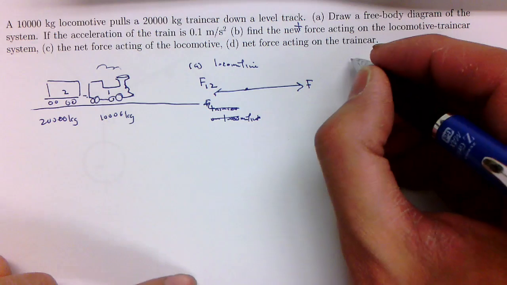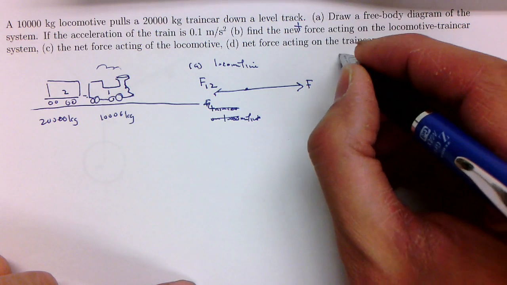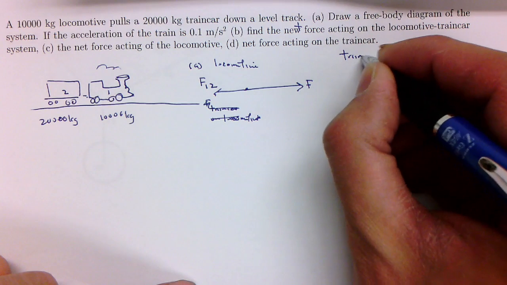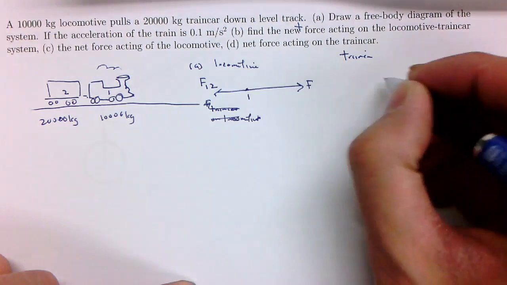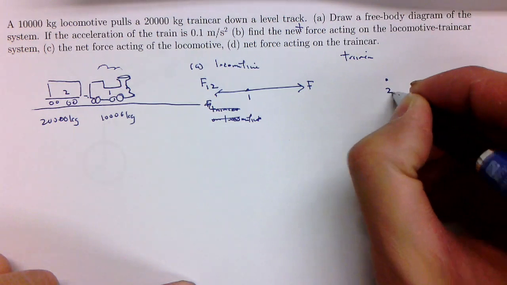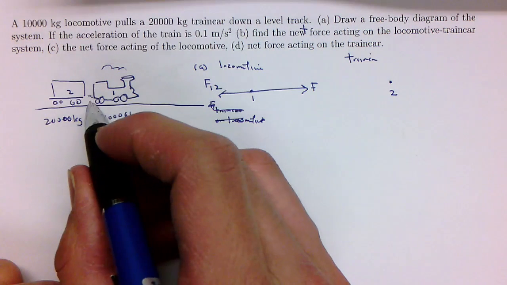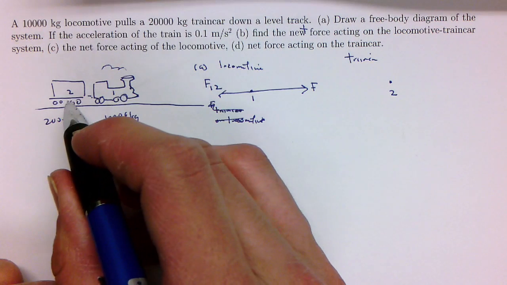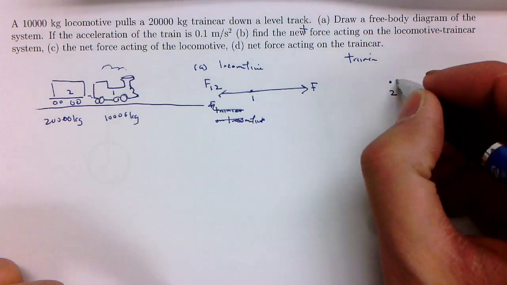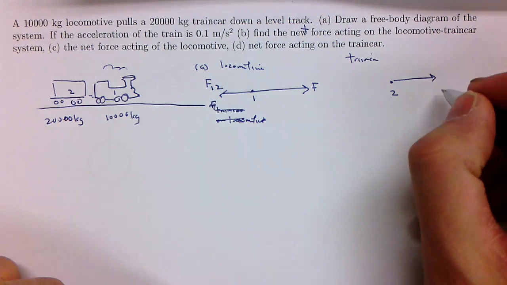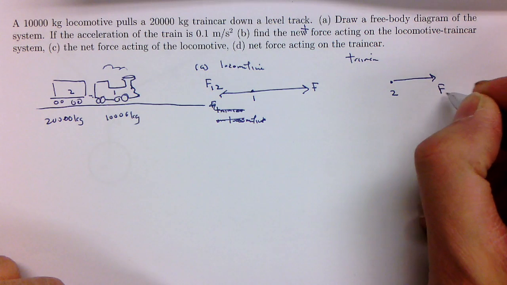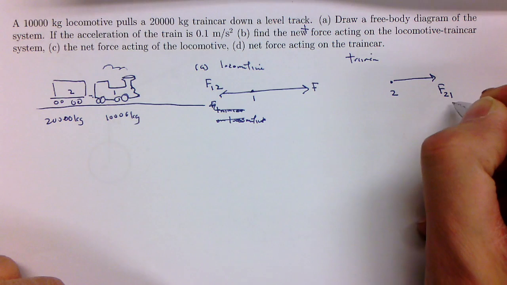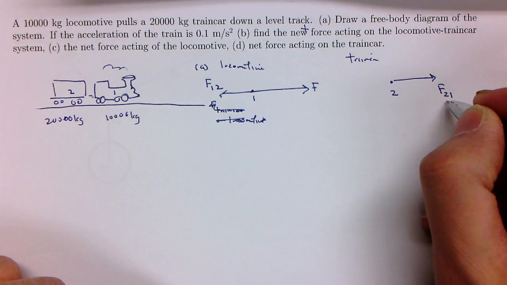Now, for the train car, this is number 1, the same thing. This is 2. There's only one force acting on this, due to the linkage between the locomotive and the train. So there's going to be some force here, which is the force on 2 acted on by 1. So this is the force on the train car by the locomotive.